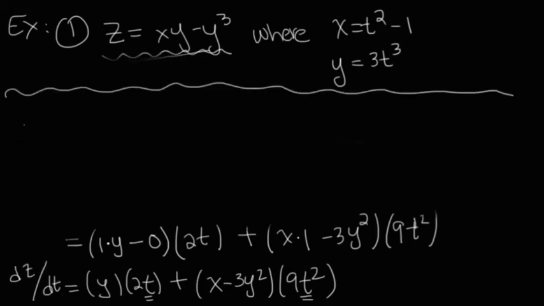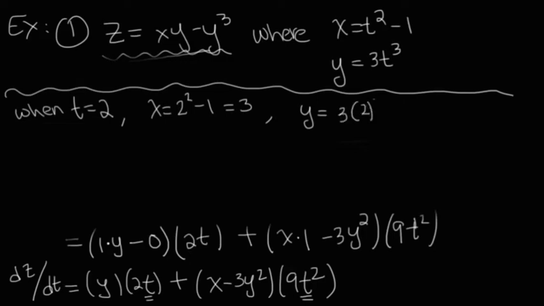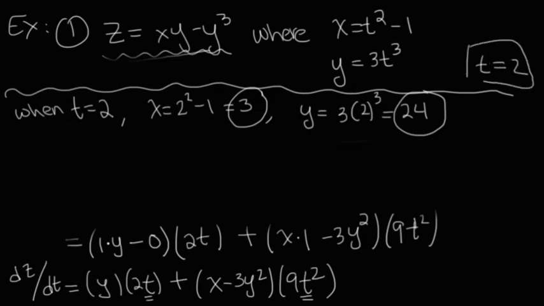Okay, so now what you want to say before you sub into the formula, I would say when t is equal to 2, which is what the question was asking, then x is going to be equal to 2 squared minus 1, which is 3. And y is going to be equal to 3 times 2 cubed. 2 cubed is 8, so 3 times 8 is 24. Now you've got your x, that's the 3. You've got your y. And we had t equals 2. I'm just going to write it up here so we can remember. We're subbing in those three values into the formula.